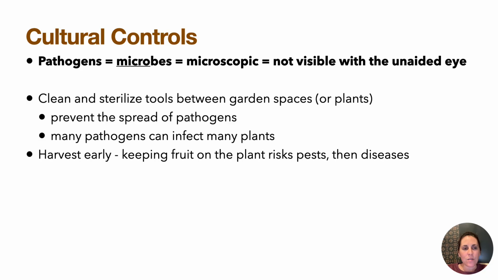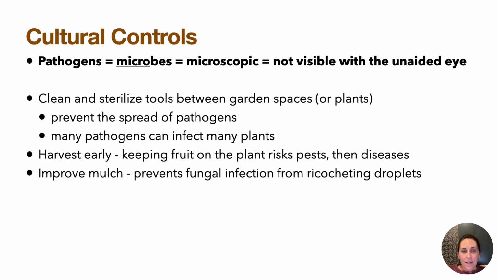All right. So another suggestion is to harvest early because when you keep the fruit, so now we're talking botanically a fruit, so that includes things like vegetables or fruit. It's just, like a cucumber would be the fruit of a cucumber plant or an apple of an apple tree. Keeping the fruit on the plant risks pests, which then can invite disease. And then another suggestion is to improve mulch, and that helps prevent fungal infection from ricocheting droplets, especially during heavy rains.